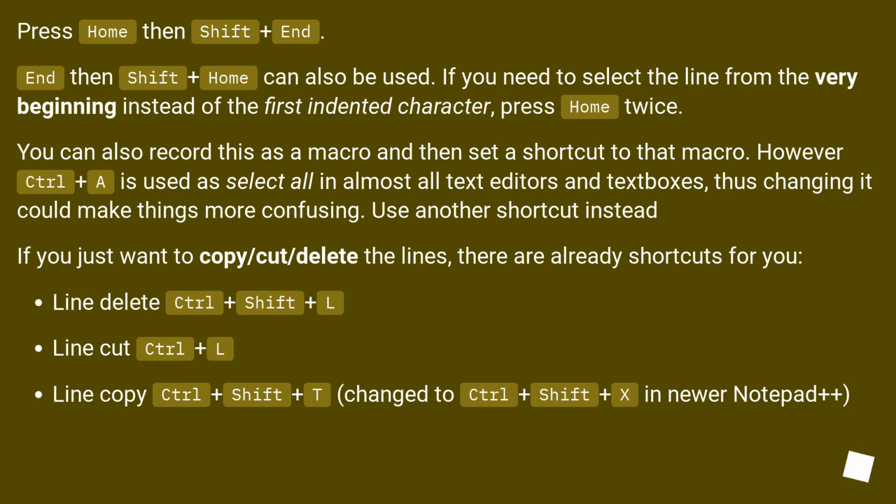However, Ctrl+A is used as select all in almost all text editors and text boxes, thus changing it could make things more confusing. Use another shortcut instead. If you just want to copy, cut, or delete the lines, there are already shortcuts for you.